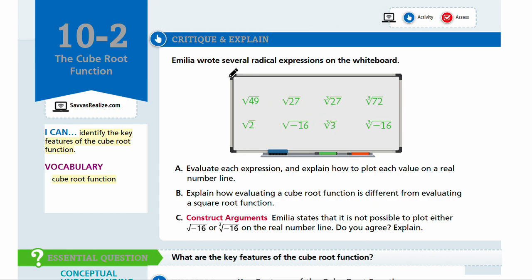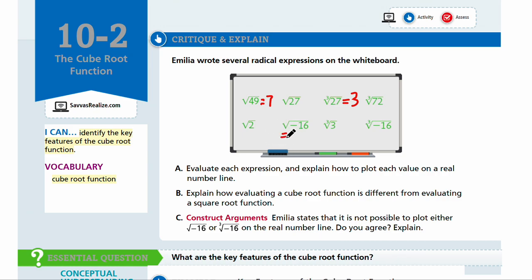So square root 49, this is a perfect square. This is equal to 7. Square root 27 is not a perfect square. But cube root 27 is 3 times 3 times 3 would be 27, right? 3 cubed. So then the root is 3. And then cube root of 72 would not be a perfect cube, right? So these ones we have decimals, right? If it's not a perfect cube.